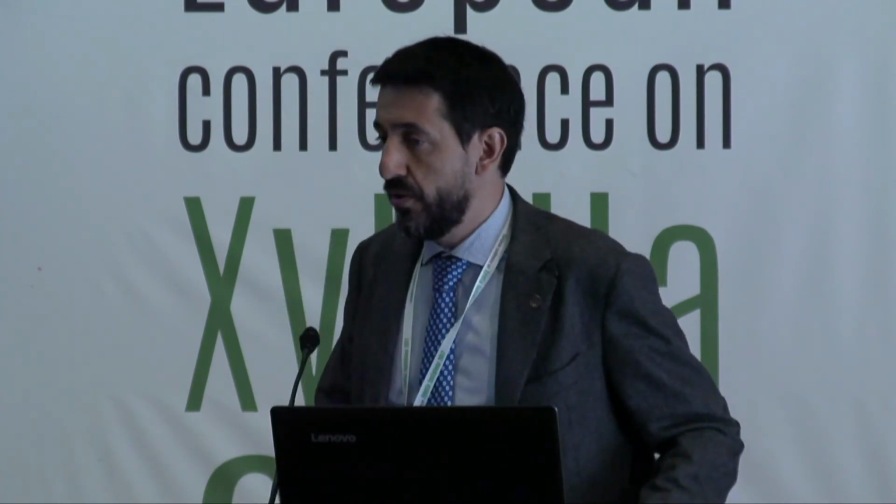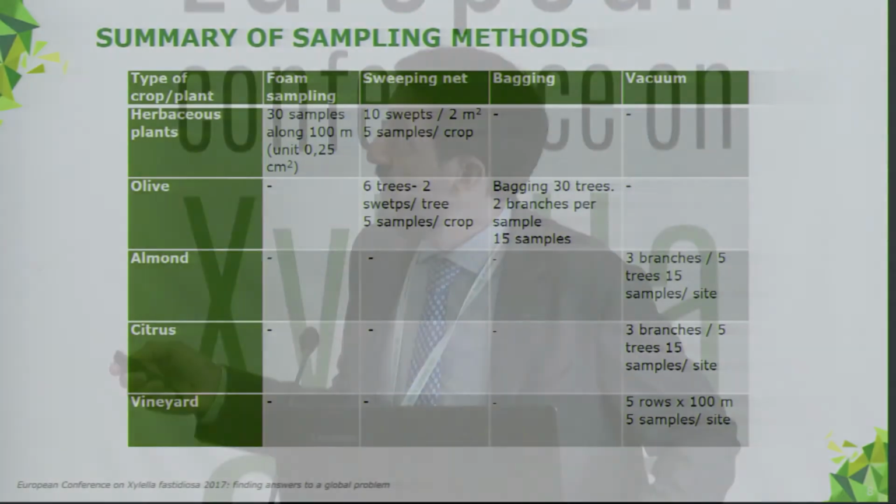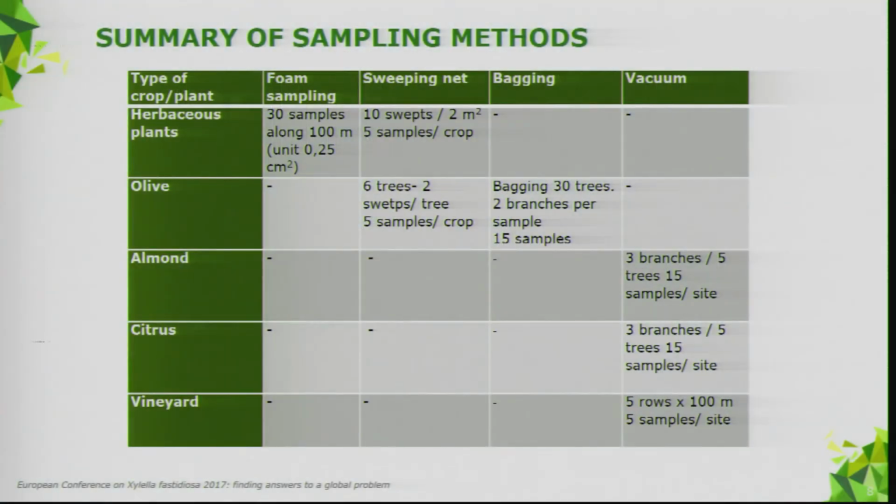Here is a summary of the sampling methods. Of course, not all the sampling methods are okay for all the crops. So you will see here that for herbaceous, we use the foam sampling and sweeping net. For olive trees, we were using the sweeping net and the bagging. Here you have the scheme and the number of samples we were collecting from each of the crops. And for almond, citrus, and vineyard, because of the structure of the branches and of the vegetation, the sweeping net is not possible to be used there, so we were using just the vacuum.